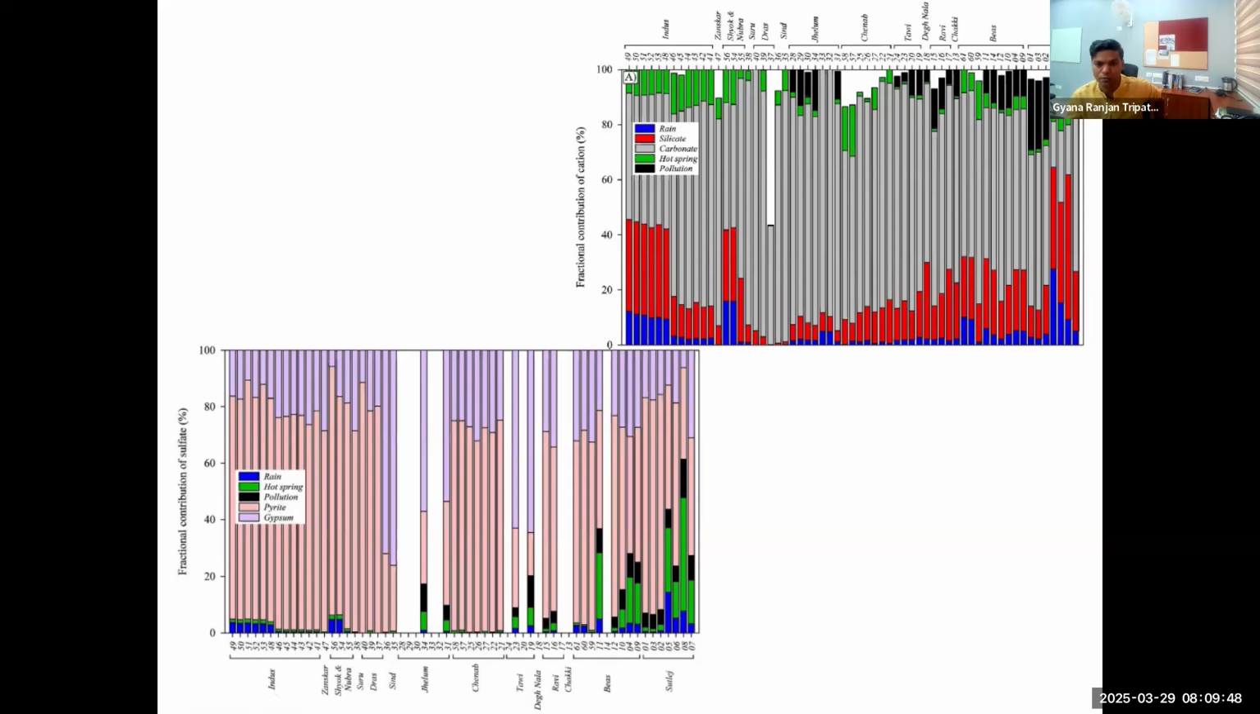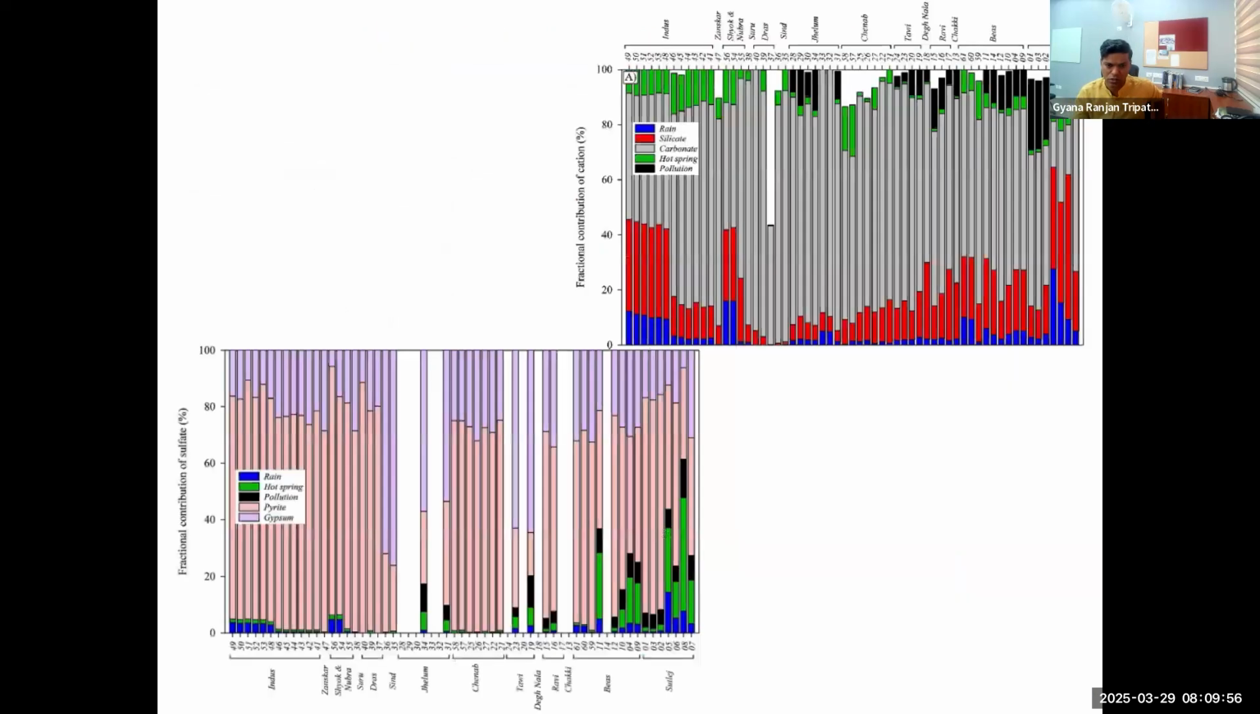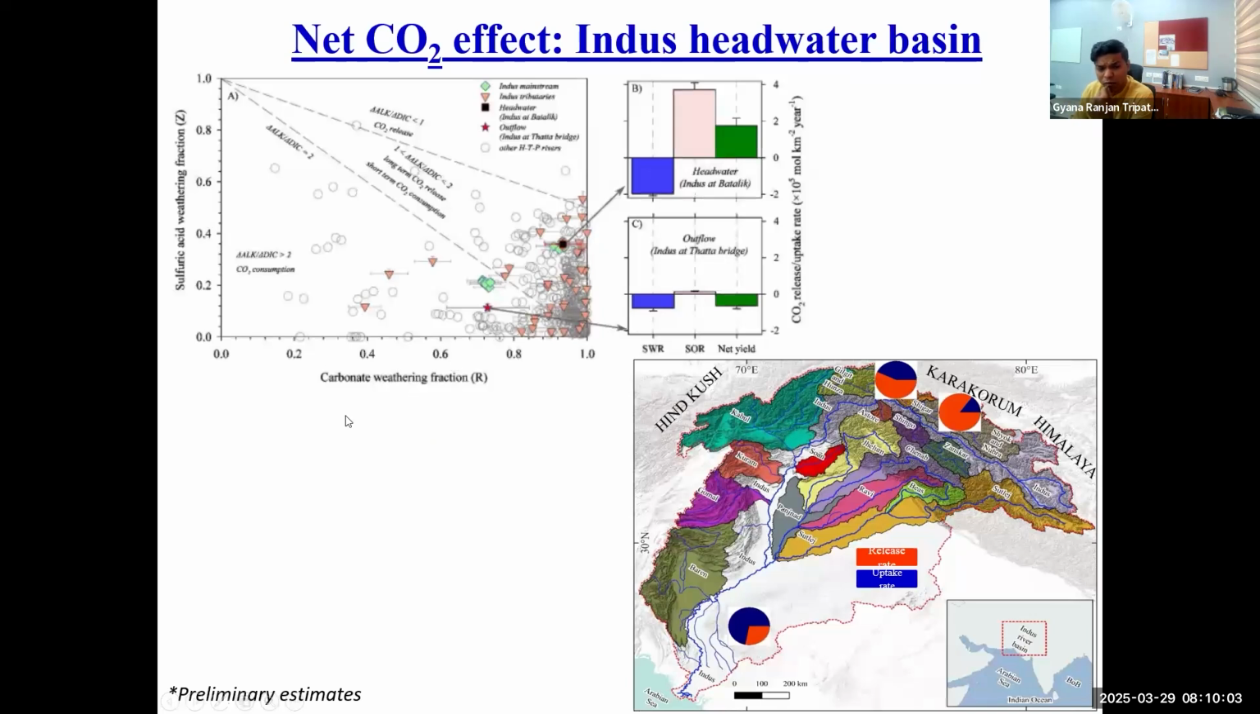We use that value to estimate the CO2 release rate, and also we have used these cations coming from silicates and carbonates to compute the carbonate weathering fractions and sulfuric weathering fractions, and plotted them to see whether this is a net CO2 consumption or CO2 release, which is dependent on the alkalinity to DIC ratio. Based on that, we see that most of our data fall in the second zone, where this serves like a long-term CO2 release and a short-term CO2 consumption.